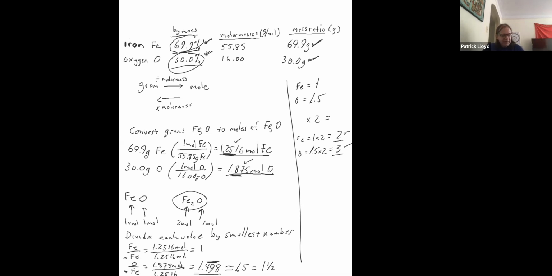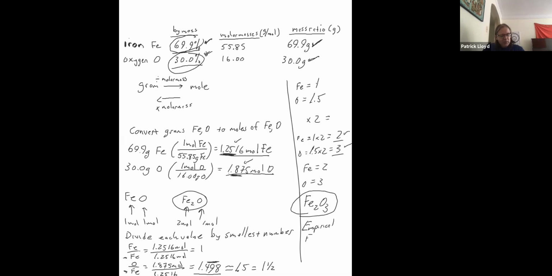So now we have Fe equals 2, O equals 3, and we can write that as an empirical formula. Notice those numbers, 2 and 3, cannot be reduced to smaller whole numbers. If we divide them by 2, that doesn't work because 3 divided by 2 is 1.5. And if we divide by 3, that doesn't work because 2 divided by 3 is 0.67. So now we have what's called the empirical formula.